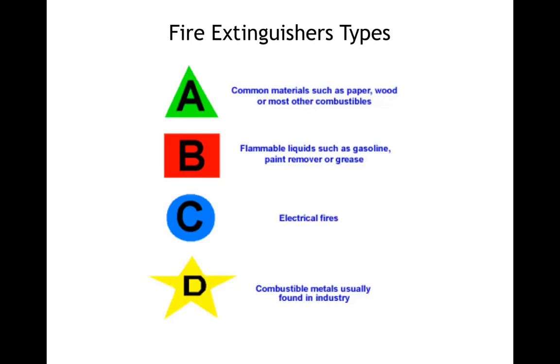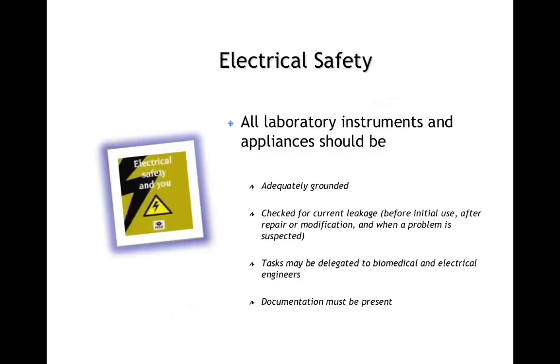So these are the different abbreviations we use. Some common materials such as paper, wood, or if suppose flammable liquids such as gasoline or paint remover, etc. B category, electrical fire, C category, combustible metals, D category. Appropriate measures shall be taken following fire extinguishing guidelines.